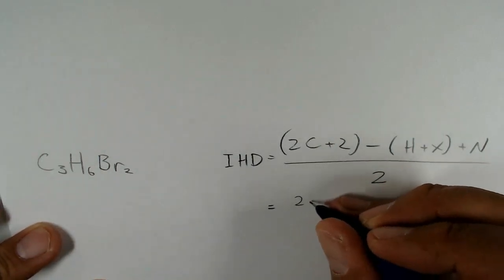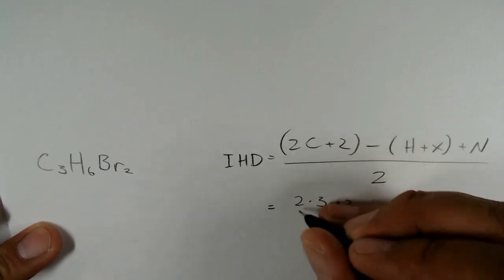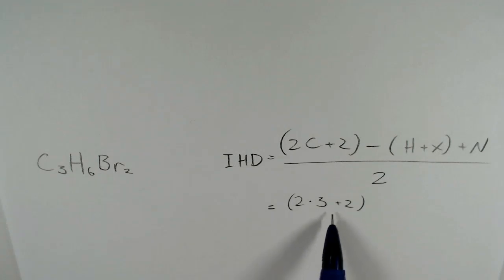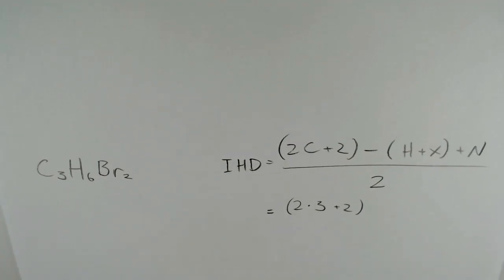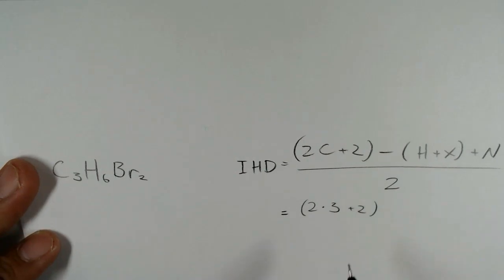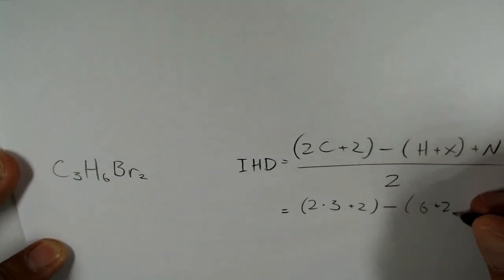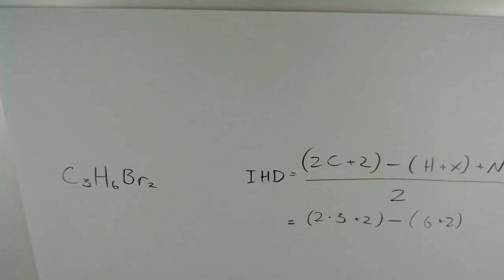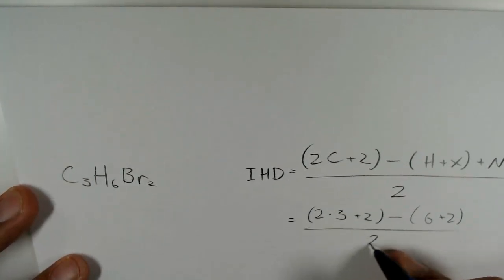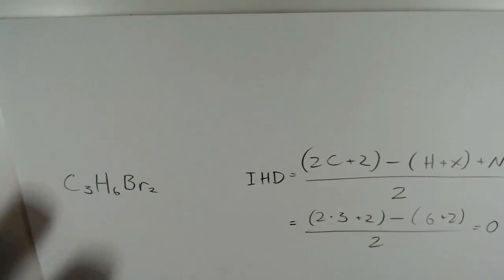So we have 2 times 3 plus 2. The first number you're calculating is how many H's you should have for the corresponding straight chain, fully saturated alkane for that many carbons. Then you subtract off what you actually have. So we actually have 6 plus 2. You treat the halogens as if they're hydrogen because they bond in the same fashion. And then we're dividing by 2. This is overall 0. So whatever structure I draw here, I cannot have any rings or double bonds. So everything can be straight chain.